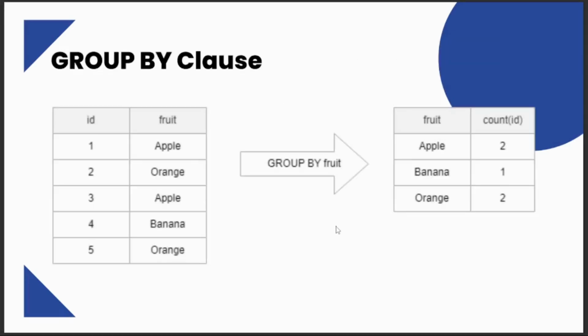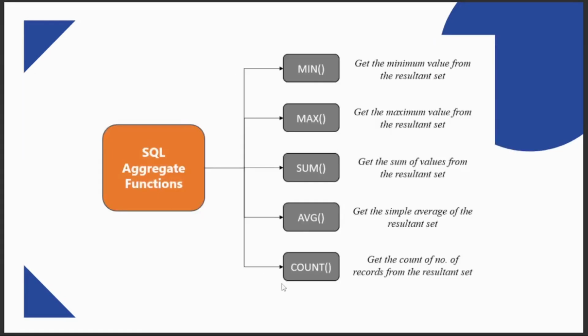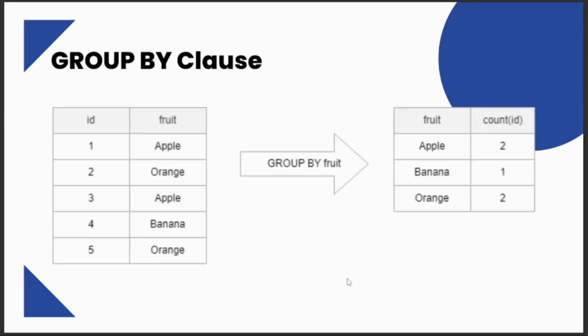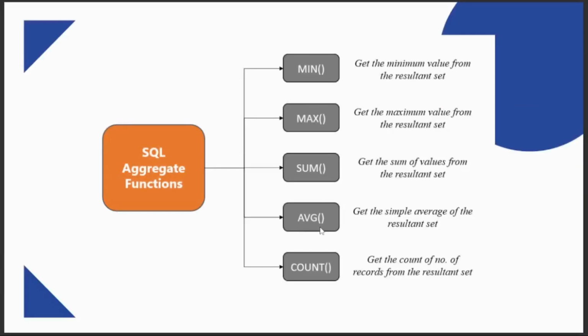In this case, the average value for apple will be 2 because the 2 IDs are 1 and 3. Similarly for banana, it will be 4 itself. For orange, it will be 3.5 or 4. And after average, you have count, which we saw in this example itself. So there are 5 SQL aggregate functions that you use with the group by clause.